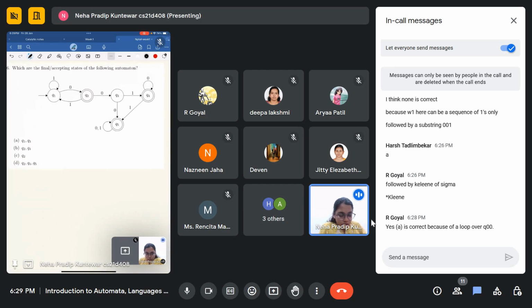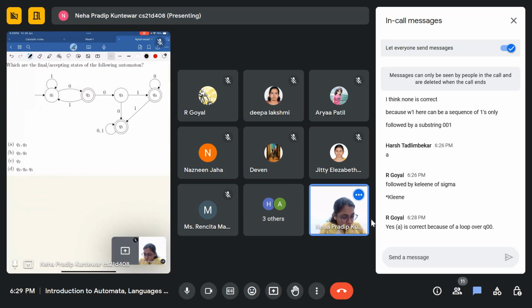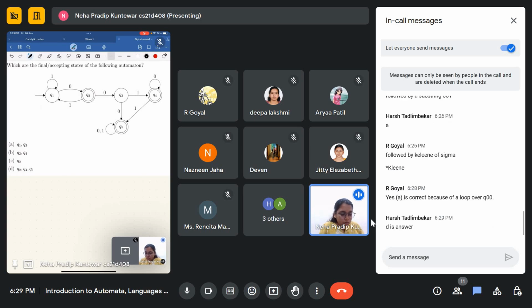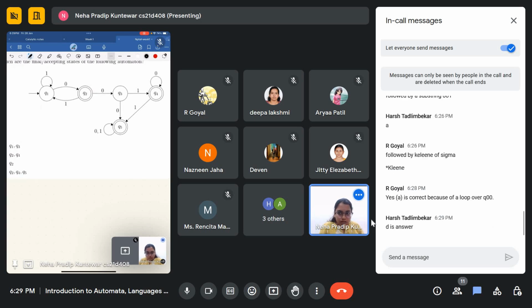I'll maybe zoom in for you guys. Okay, so you're given this automaton and you want to identify what the final states of the automaton are.